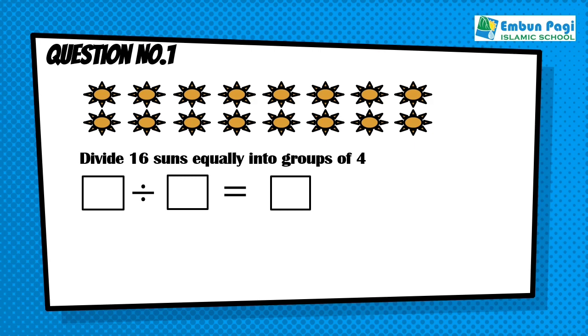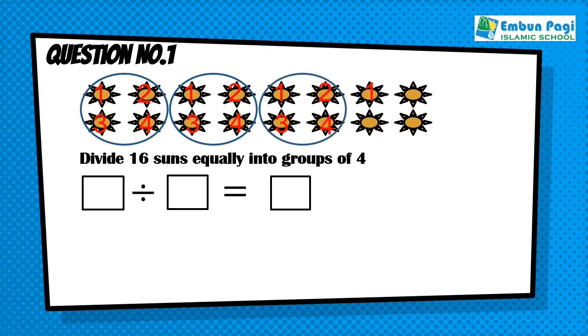Let's count with me. 1, 2, 3, 4. So this is the first group of 4 stars. 1, 2, 3, 4. This is the second group. 1, 2, 3, 4. The third group. 1, 2, 3, 4. And the fourth group. So we got the division sentence, which is 16 divided by 4 equals 4.